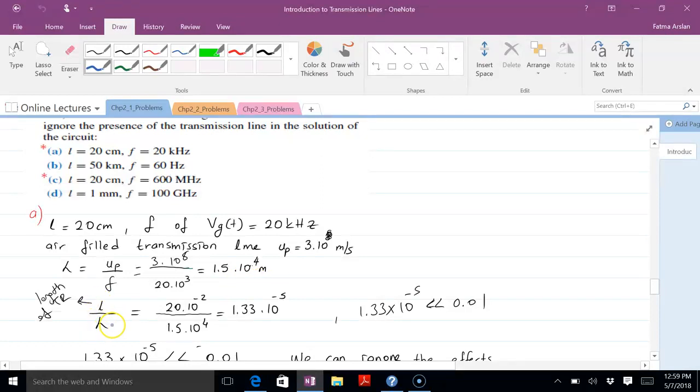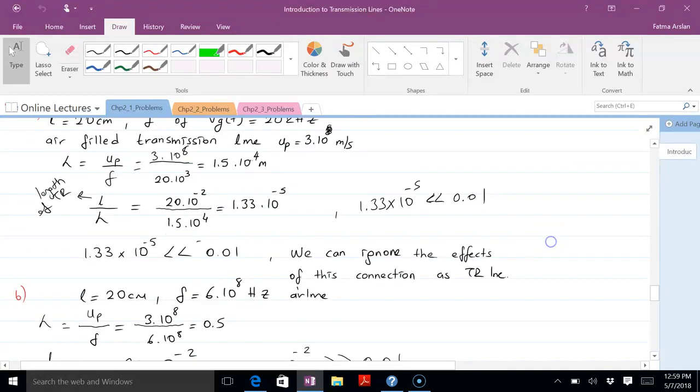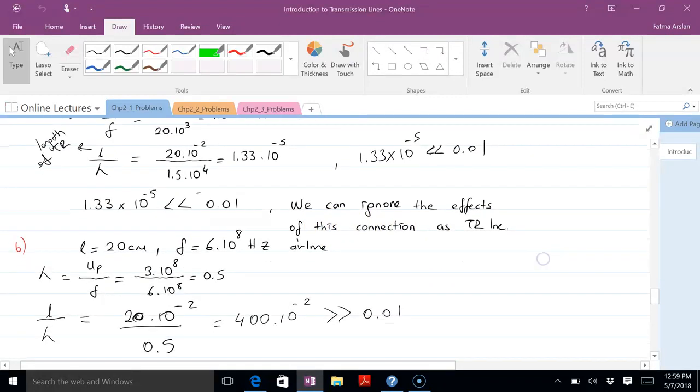And then if you calculate that ratio, we find 1.33 × 10⁻⁵, which is really small compared to 0.01. So we don't really need to account for the effects of this transmission line. So that means this connection is non-effective.